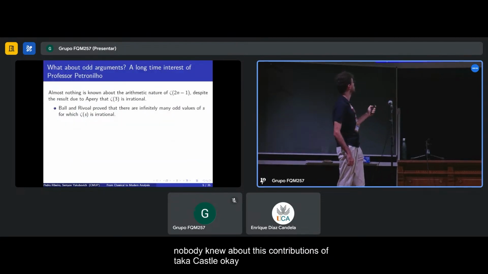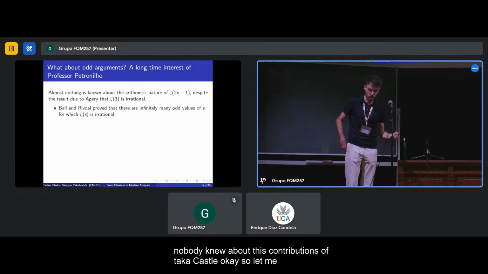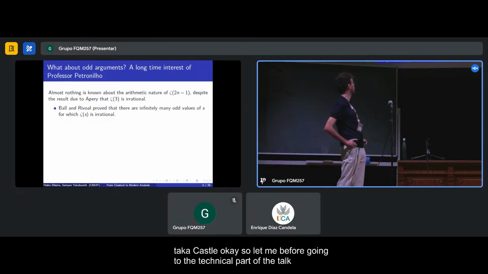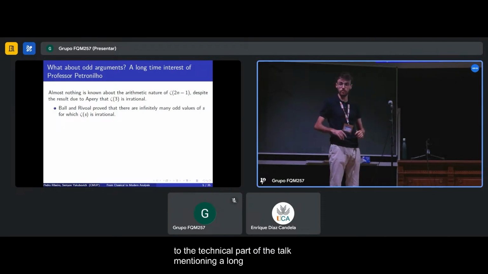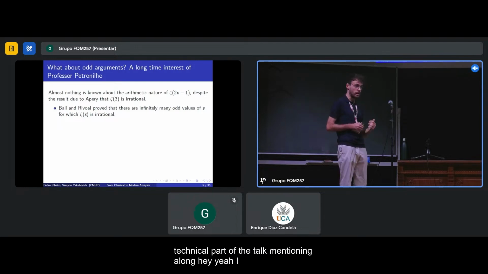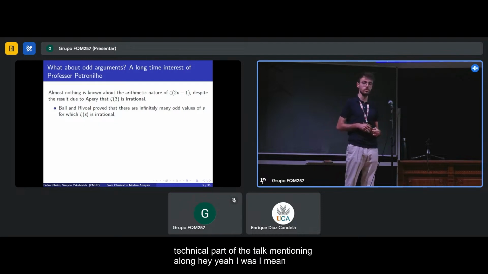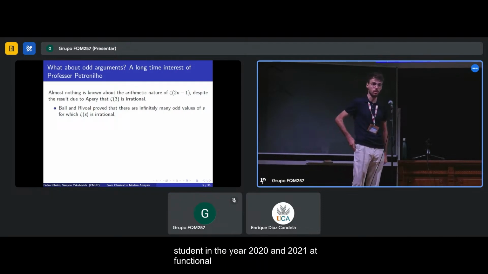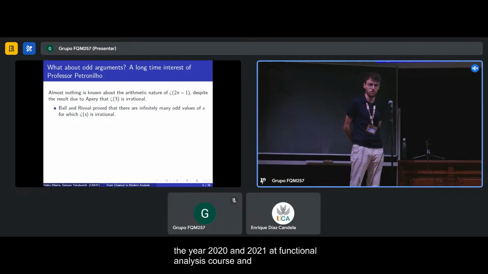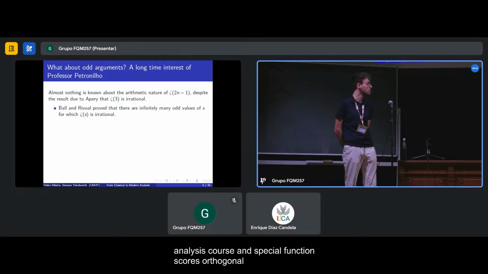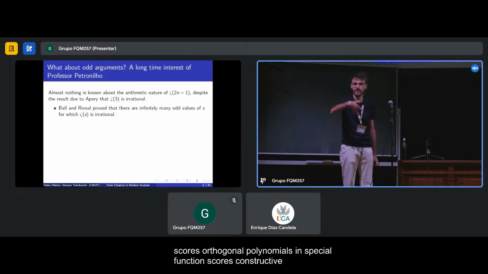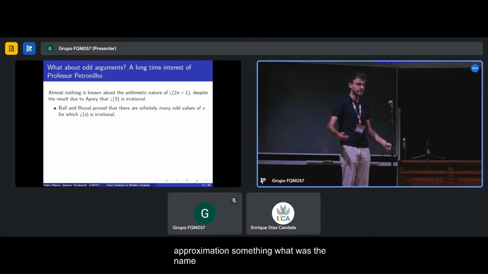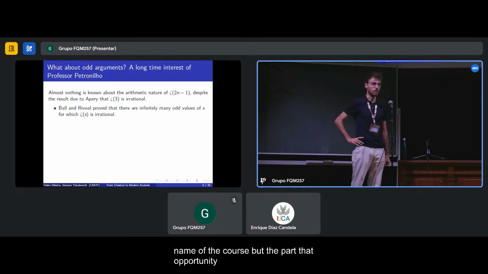Okay, so before going to the technical part of the talk, let me mention a long time interest of Professor Petronilho concerning the zeta function. I was a student in the years 2020 and 2021 in a functional analysis course and a special functions course, orthogonal polynomials and special functions, constructive approximation, something. What was the name of the course? But the part that Petronilho taught us was the orthogonal polynomials.